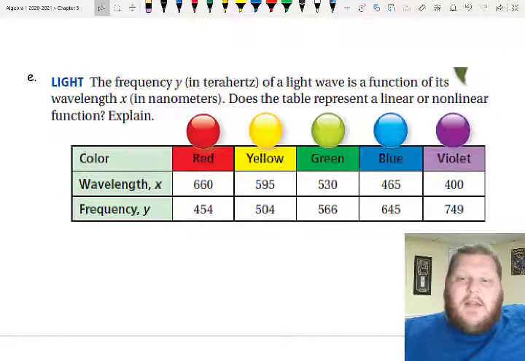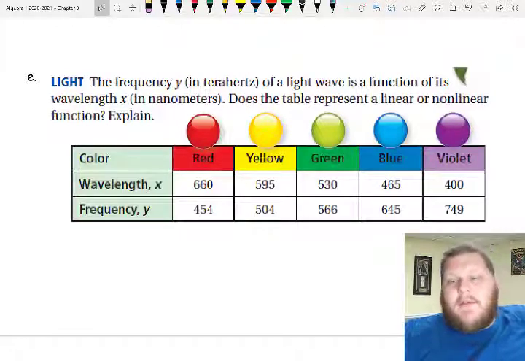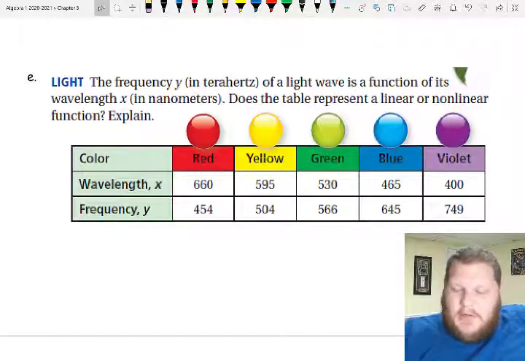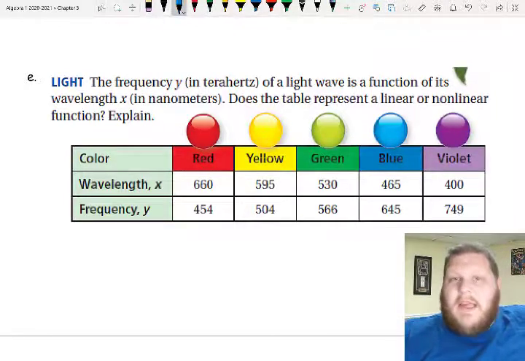I'm still going to look at my x values. Is there a constant rate of change? Is there an equal space between all of them? And then for my y values, again, do they follow a constant rate of change, or is there some variation in that? So I'm still going to go ahead and start with my x values. I want to make sure there's equal gaps between these.